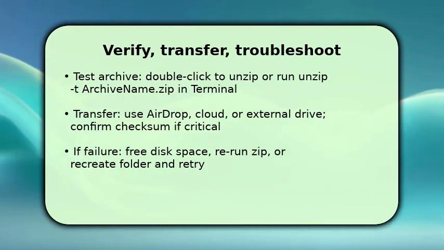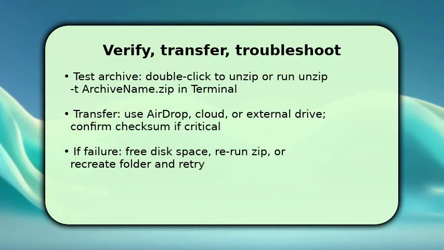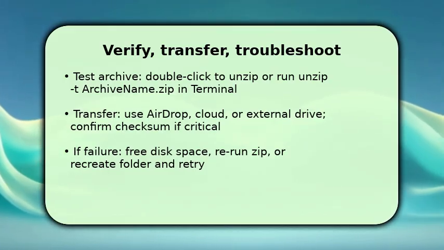If something goes wrong, the archive won't open or is corrupted, free up disk space, recreate the folder, and run the zip command again. You'll usually fix issues by rebuilding the archive and retesting.